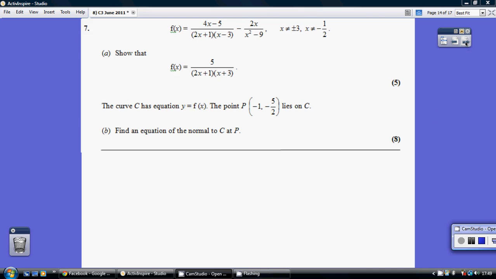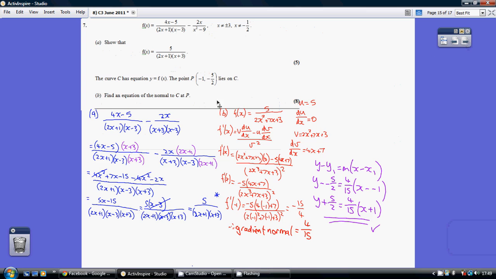Question 7. So we've been asked to show that this equals this. So starting off from this, we really can see that we're going to end up having to have a single term, so we really need to make this become a single term. In order to do that, we're going to need a common denominator.